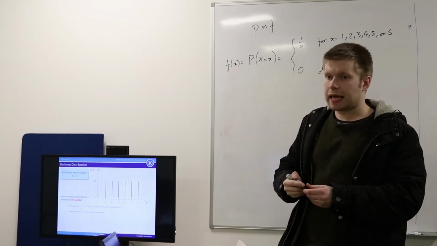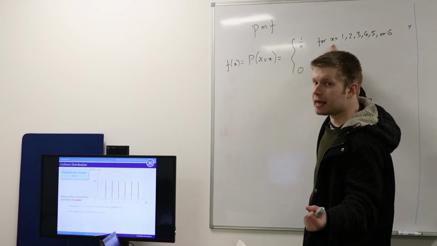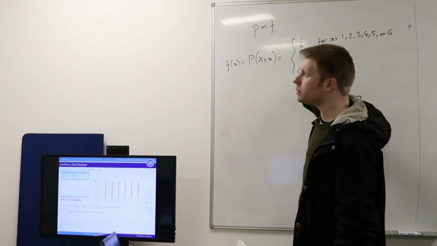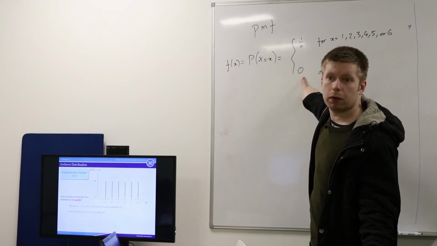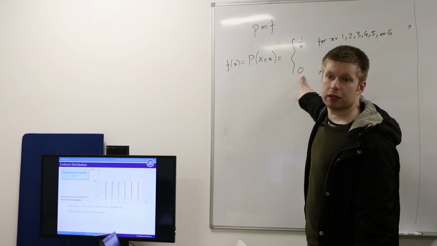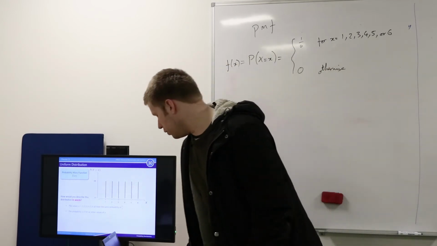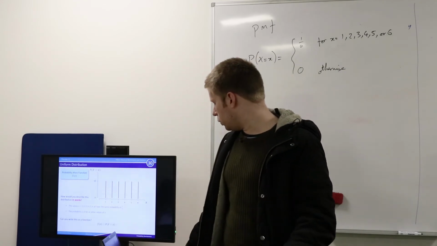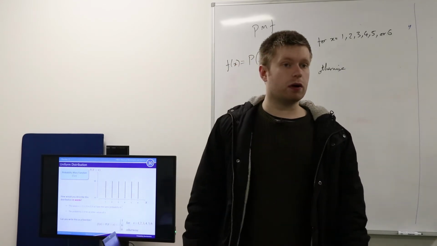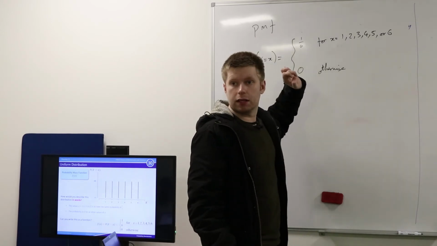Because any other value of x has a probability of 0. Like 2.7 is not an outcome, therefore it has a probability of 0. It can't come up. An outcome of 7 is not possible, therefore it's got a probability of 0. Does that make sense? So, we would call this a piecewise function. Literally, it's broken into pieces. Does that make sense?